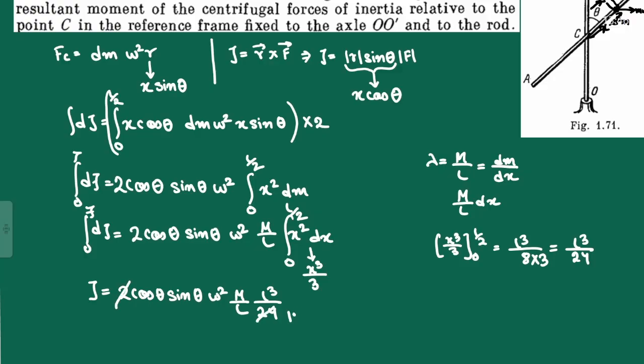The 2 and this will get cancelled, and l and l cancel to become l square. So let me write this neatly. Instead of 24, I have to write 12 here, and instead of this l cube, it becomes l square. This 2 got cancelled. So this is our answer. The torque due to this centrifugal force is nothing but this value, and this is our answer.